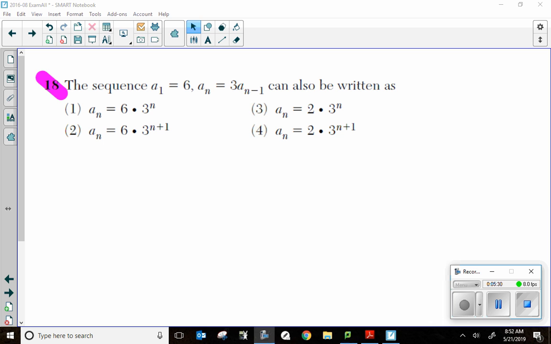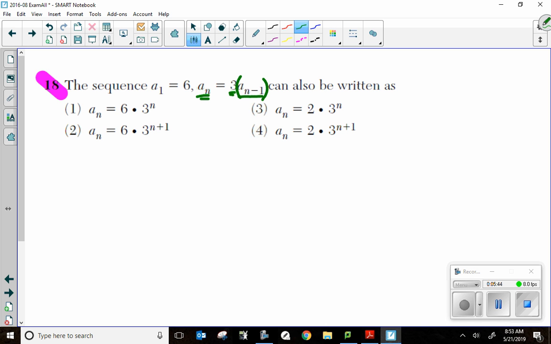Number 18, the sequence where A1, the first element, is 6, and every element after that, A sub N, you take 3 and multiply it times your previous element. Okay, that's what that means, A sub N minus 1. Can also be written as what?